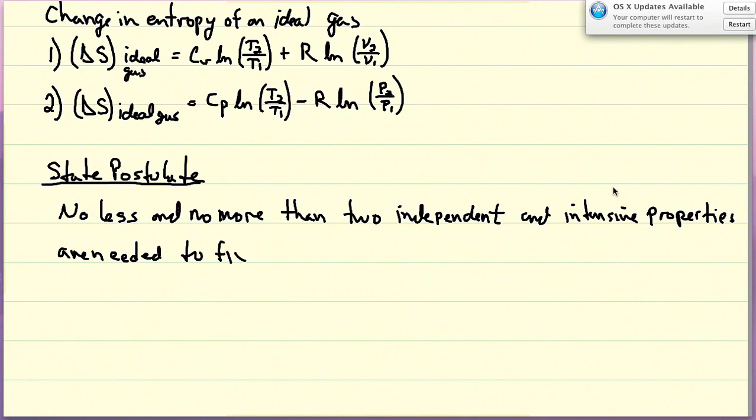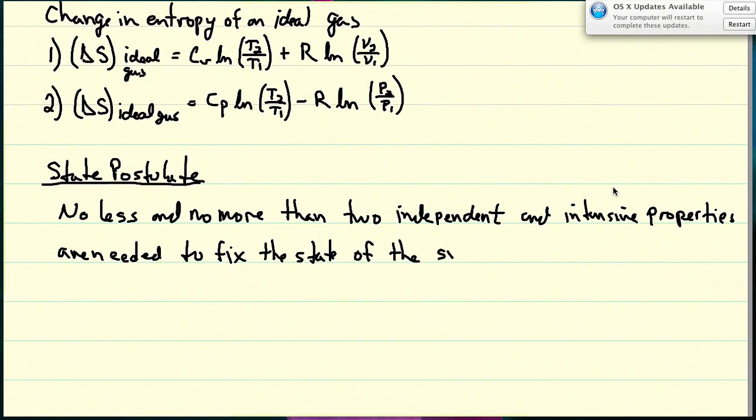To fix the state of the system. So what do we mean by this phrase, fix the state? Well, fixing the state means I know the state of my system. And if I know the state of my system, then I can determine all the properties of that system at that state. If I know what my state is, I know everything about that system.